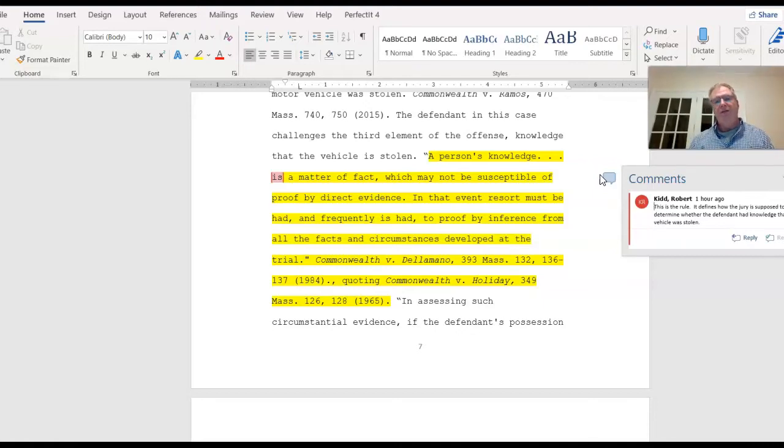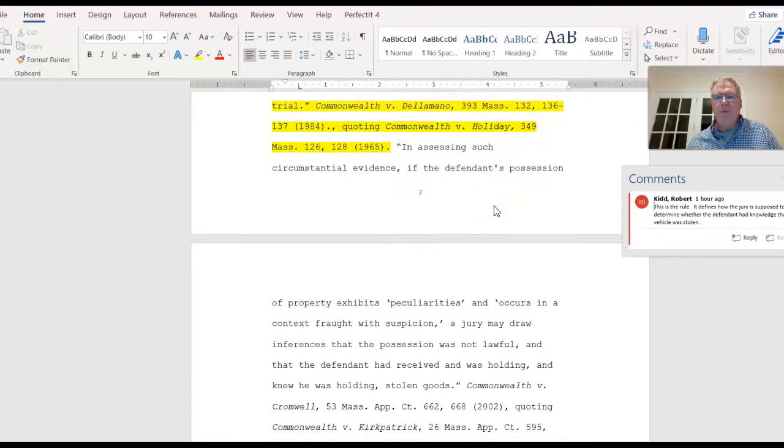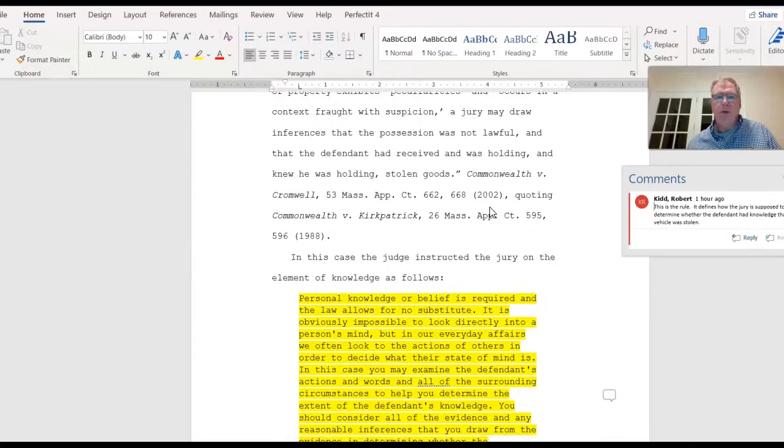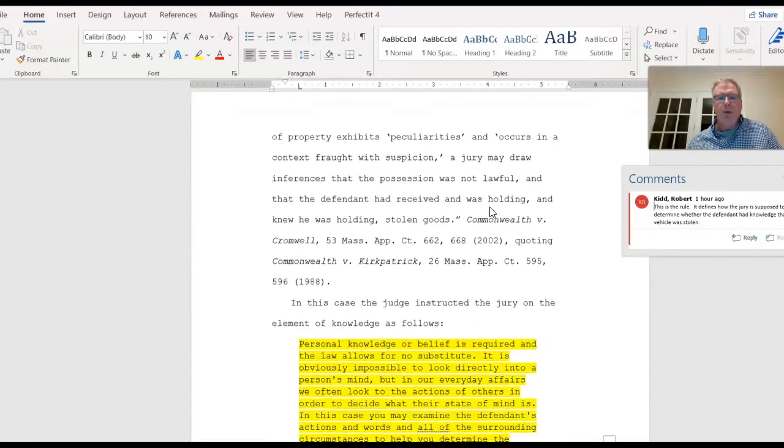That is the rule. It's a very broad rule. It's not very specific, but we just take all of the facts and circumstances and put them together to see whether there's enough there for the jury to infer that this fellow had knowledge, because people seldom go around admitting their crimes. They seldom go around admitting, yeah, I knew the car was stolen. We have to get inside the person's head to try to determine what he knew. So that's one statement of the rule.